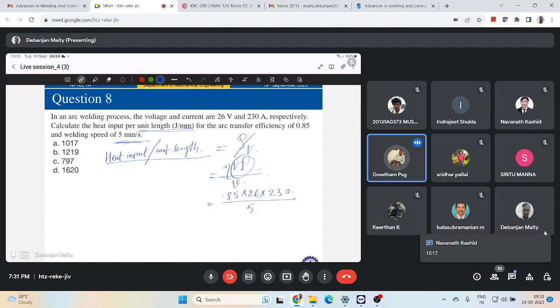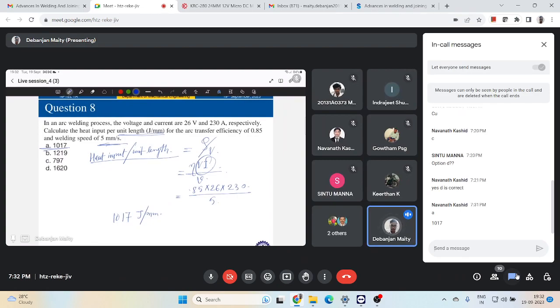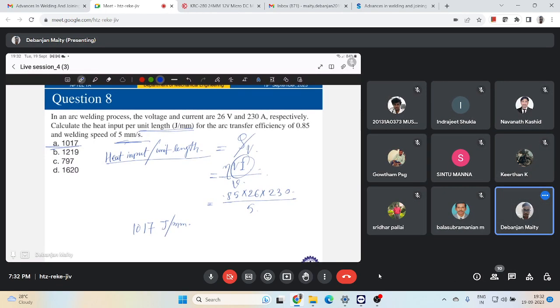How much? One zero one six six zero. 101660. So this is coming. So I can consider this, right? 1017. Someone in chat box also missed. This is 1017. Yes. So this is coming as 1017 joule per mm. Everyone got it? So that's how you calculate heat input per unit length, right?